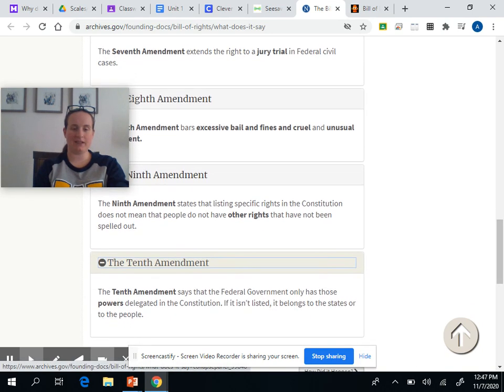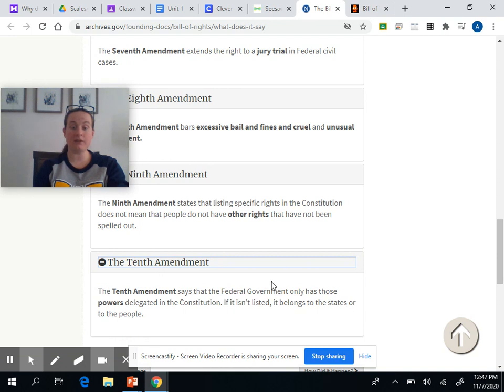All right. And the 10th Amendment says that the federal government only has powers delegated in the Constitution. So the federal government, the highest level of government, can only do what the Constitution says it can. So if it tries to do something that isn't listed, that's not right. They don't have the right to do that. Their rights are outlined in the Constitution. And they have to stick to that and that alone.